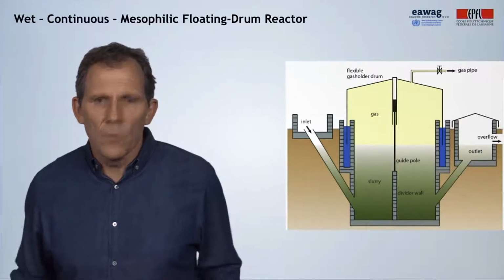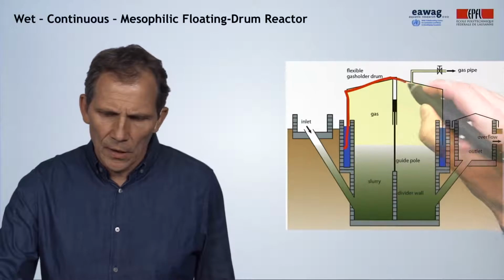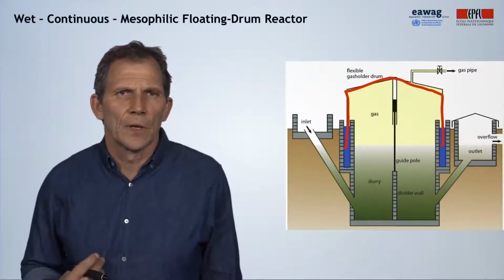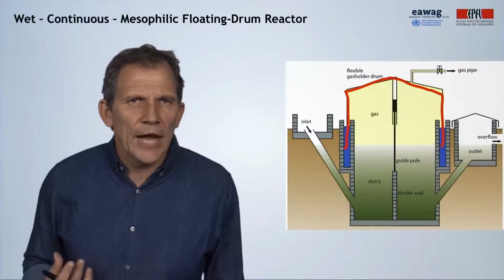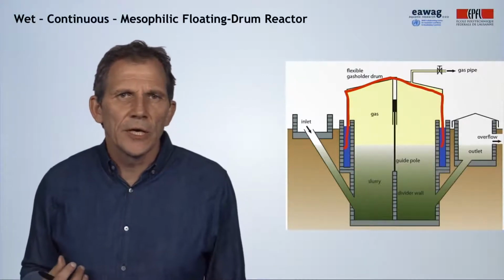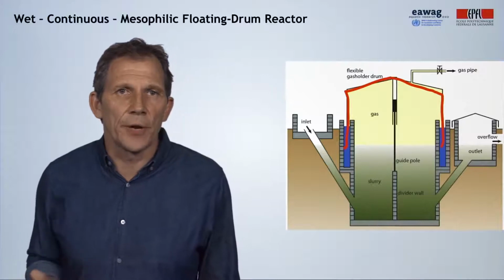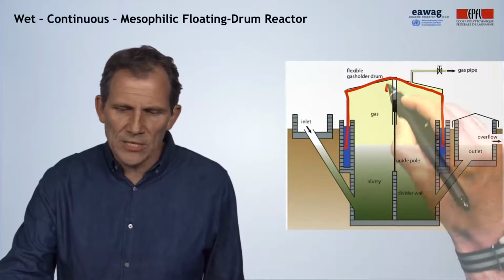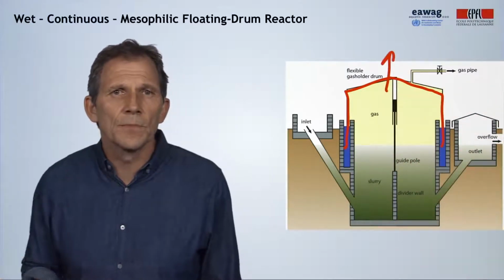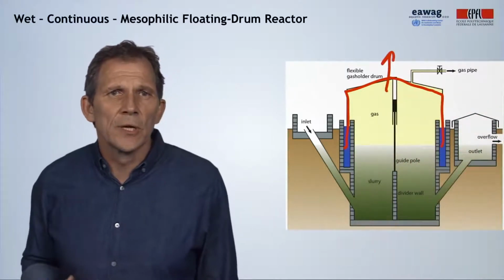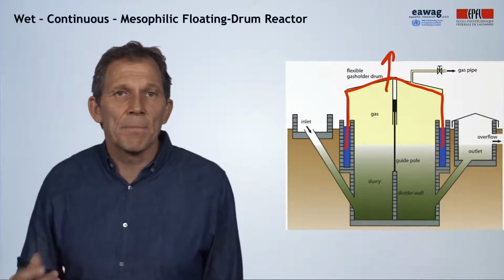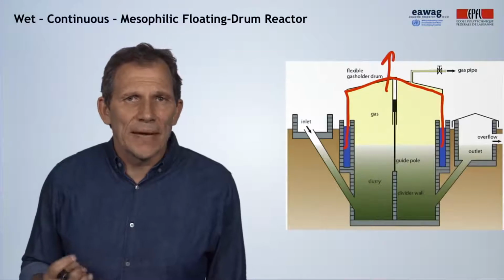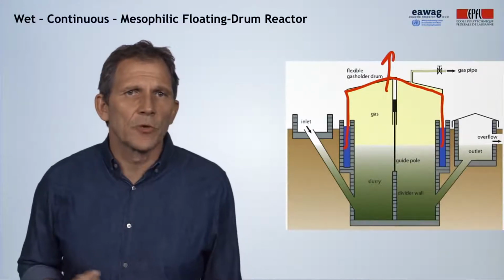But here now, the gas holder is not a fixed unit, but is a moving unit. Here it's floating on a water jacket. In some cases, it could also be floating directly on the slurry. With increasing gas pressure, this floating gas holder moves upwards, and when gas is used, the weight of the drum pushes it back down. The gas drum is typically made of metal, painted to protect it from corrosion.